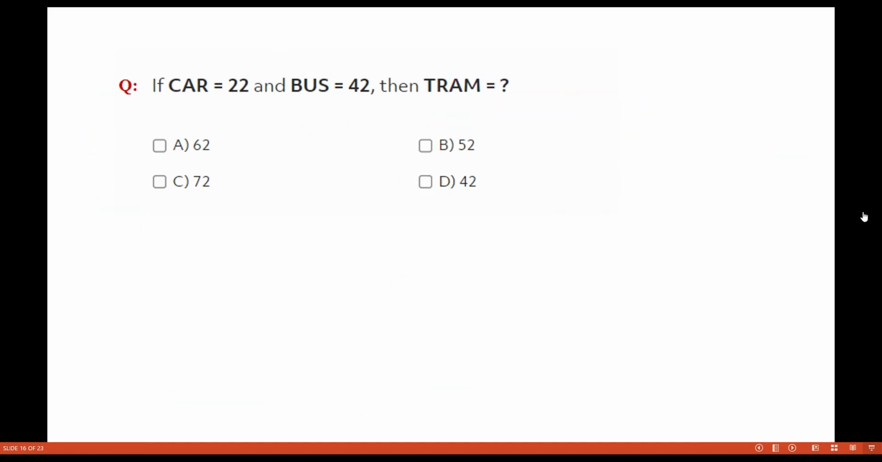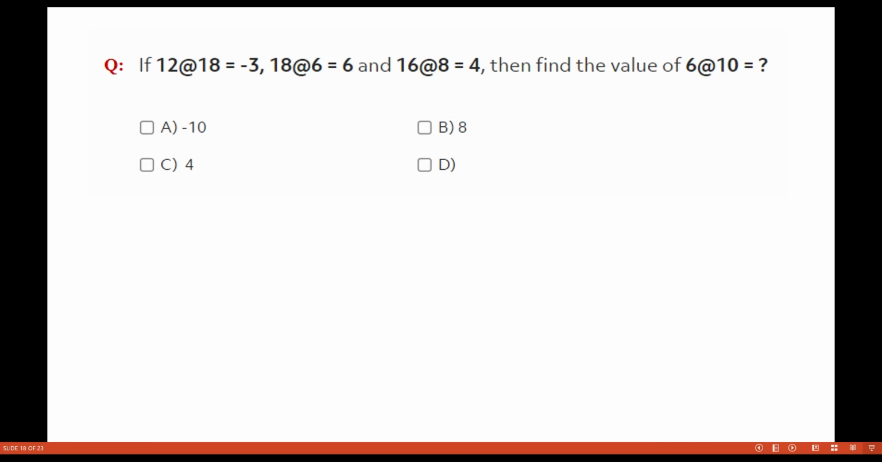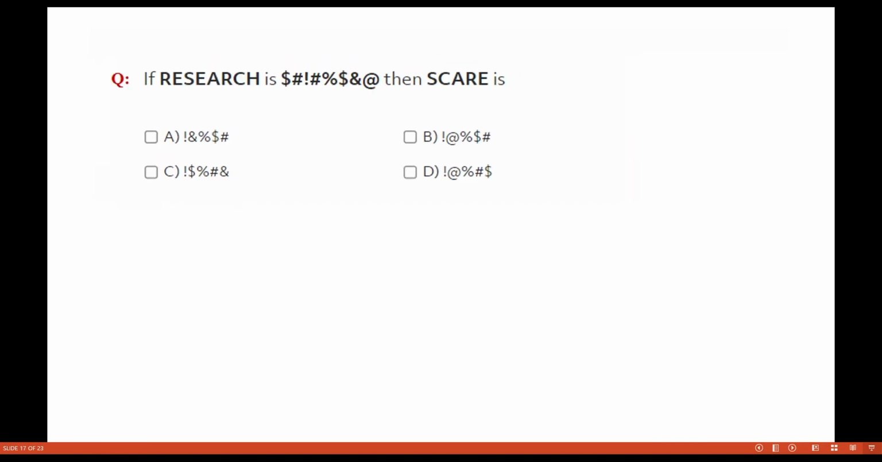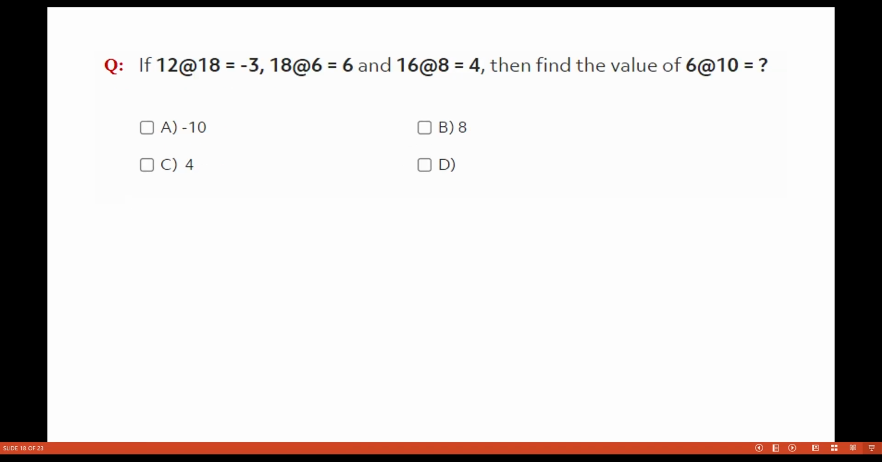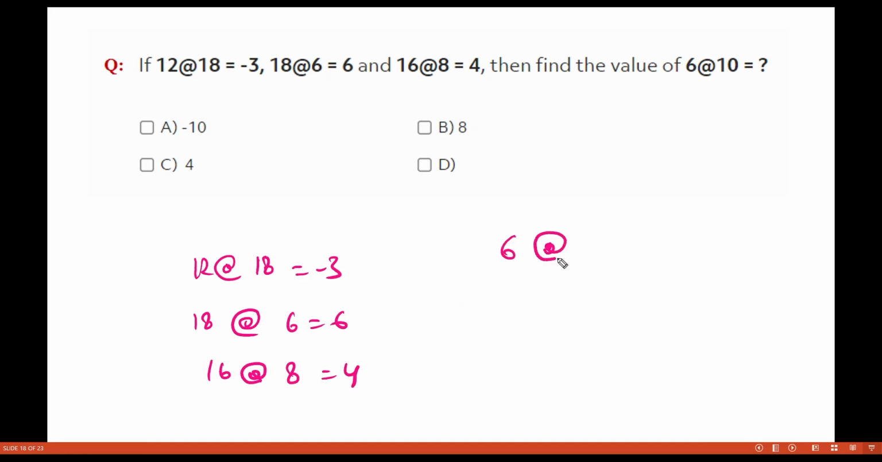So see, these are very simple questions. Now this question can also be done. We just have to decode it. Now look at this. It is saying 12 at the rate 18 is minus 3, 18 at the rate 6 is equal to 6, 16 at the rate 8 is equal to 4. So what is 6 at the rate 10?